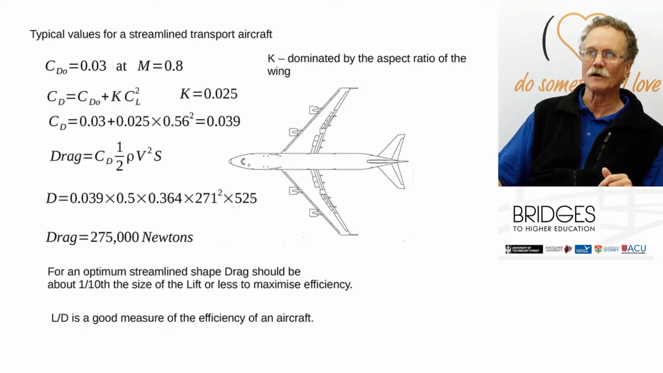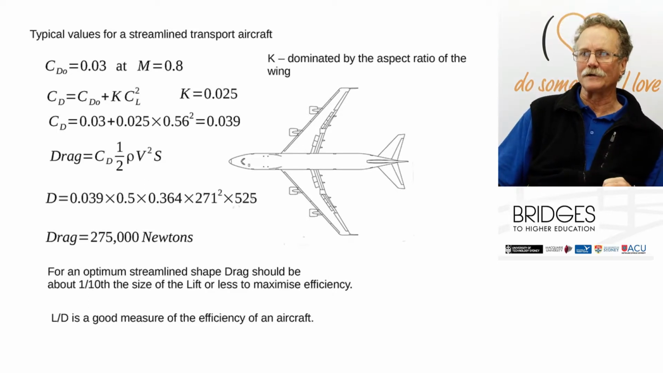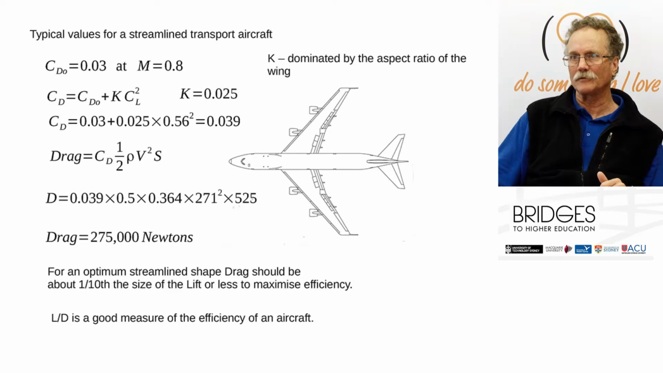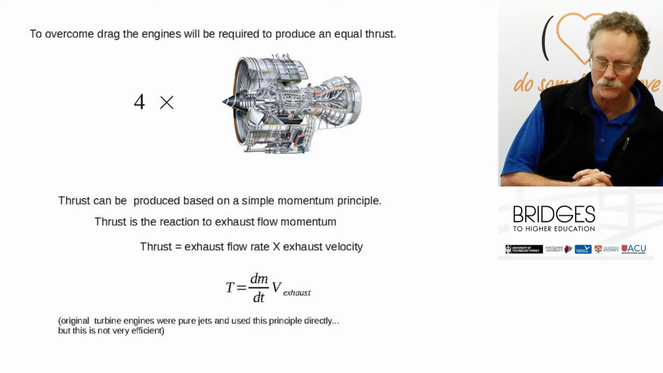This is 275. For optimum streamlined shapes, we need our drag to be about a tenth the size of the lift. Otherwise, we get very inefficient vehicles, high fuel flow rates, very hard to go far. So this ratio of lift to drag is a very good measure of the efficiency of the aircraft. Most aircraft at this scale will be well above 1/10, up to 1/15, the ratio of lift to drag. So the drag will be 1/15 the lift. Okay, we've got this drag, 275,000 newtons. Therefore we need four of these things, four engines, to produce an equivalent thrust.